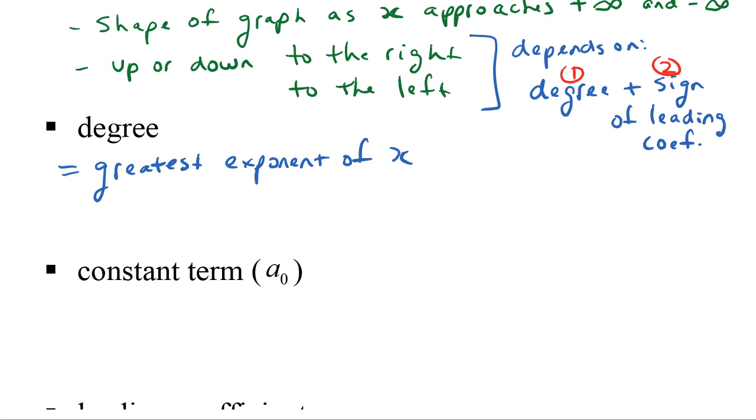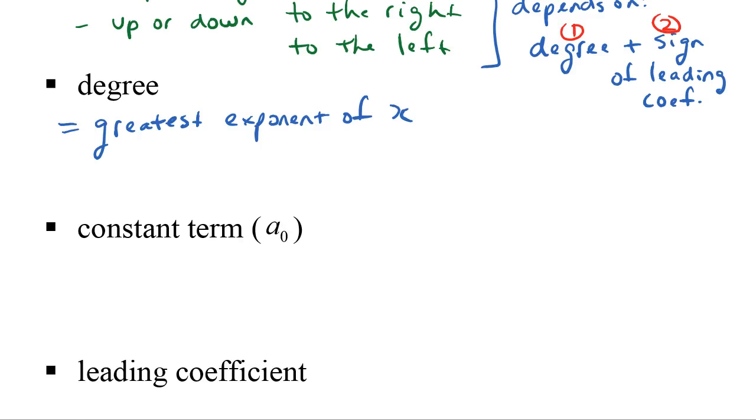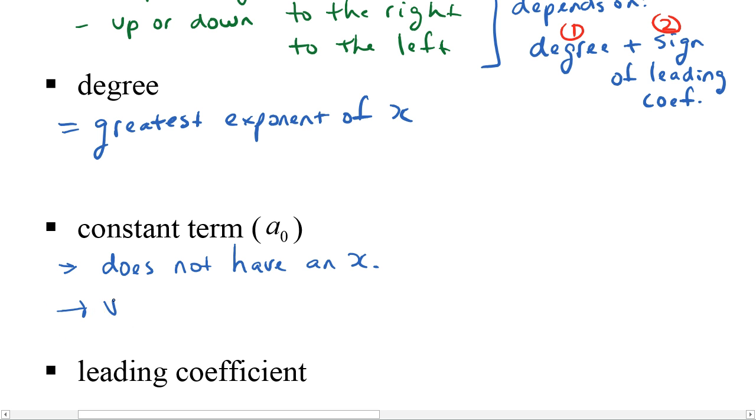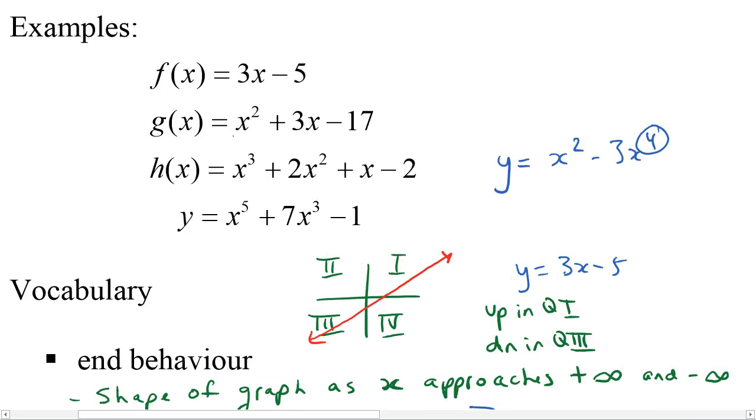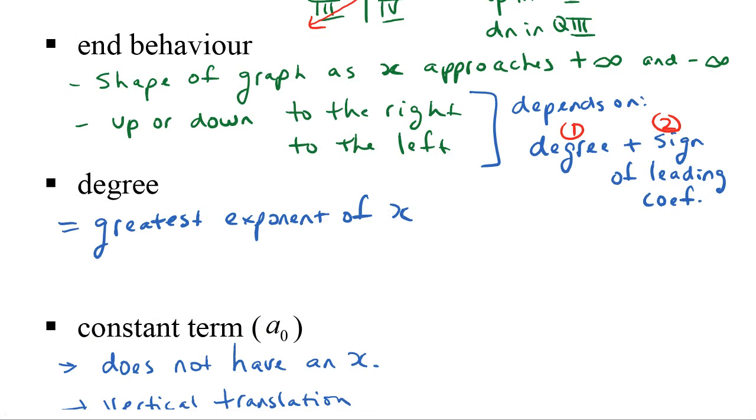The constant term. When we're doing descending order, it's the last one. It's easy to tell because it does not have an x. And by the way, you can think of it as a vertical translation. We know that. And the other thing is, it will be the y-intercept. So looking at our examples, this is a constant term of minus 5. Here's a constant of minus 17, constant of minus 2, and a constant of minus 1. All negative in those cases.